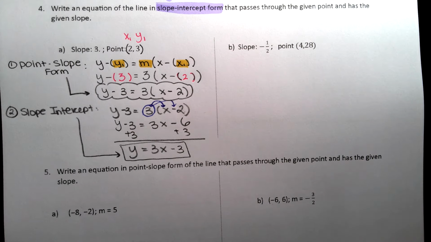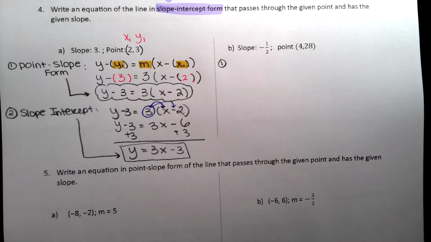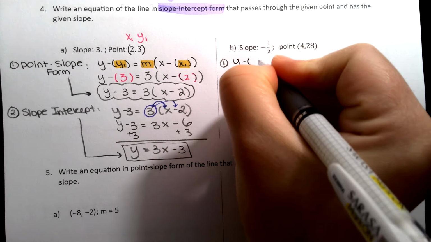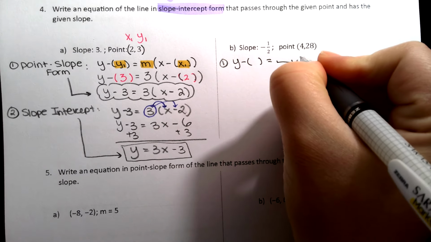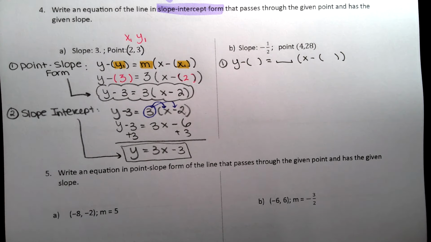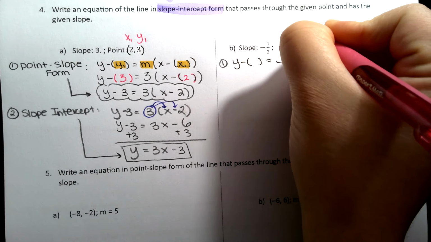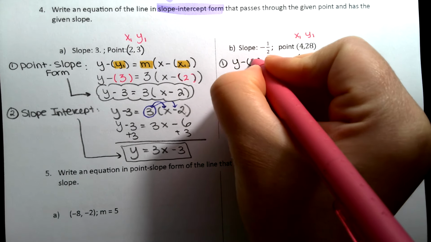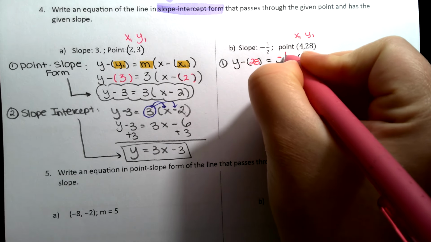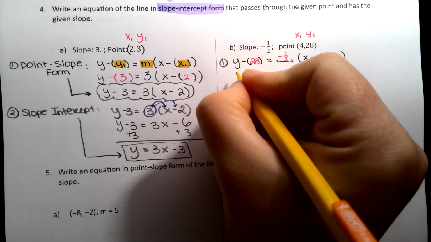Okay, doing exactly the same thing. Step number 1, we want point slope form. So let's go and write that out. Let's label our point as x1 and y1. Y1 is 28, x1 is 4, slope is a -1/2. Now it is a fraction, don't worry about that. It's going to be okay.